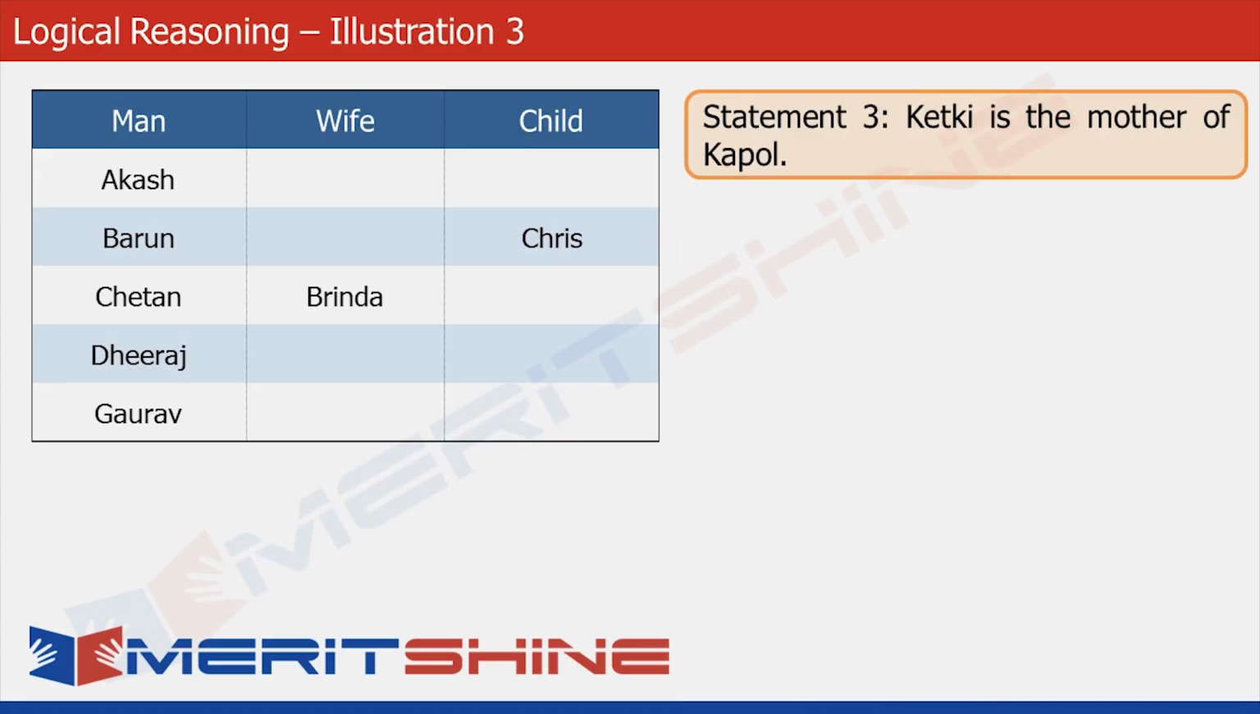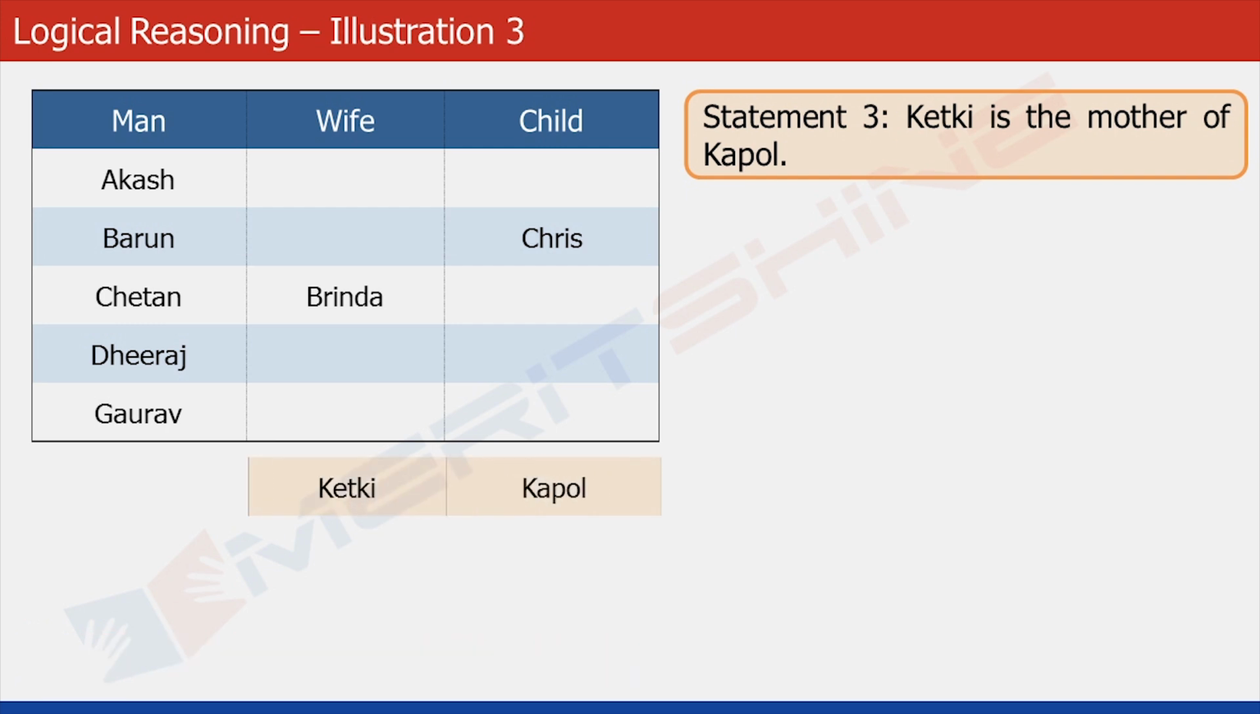Look at statement 3. It reads that Ketki is the mother of Kapol. Now, though this is an affirmative statement, it cannot be placed in the table directly because neither of the two persons mentioned in the statement, Ketki or Kapol, has appeared in the table yet. So there are multiple possibilities. What we do is put this information in the form of a mother-child block and place it just under the table where it aligns with the structure of the table. What it tells us is that this is a concrete piece of information that can be used later in conjunction with other relevant statements to fill data in the table. I hope this is understood.